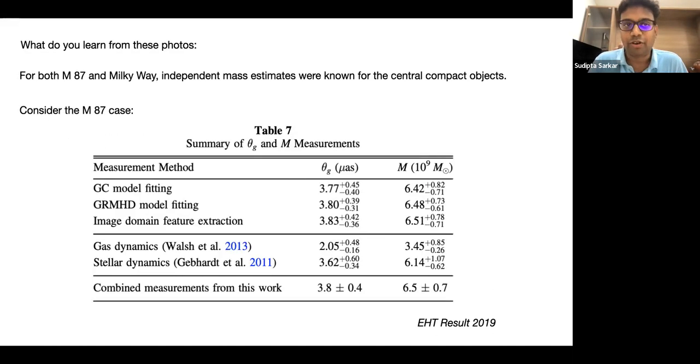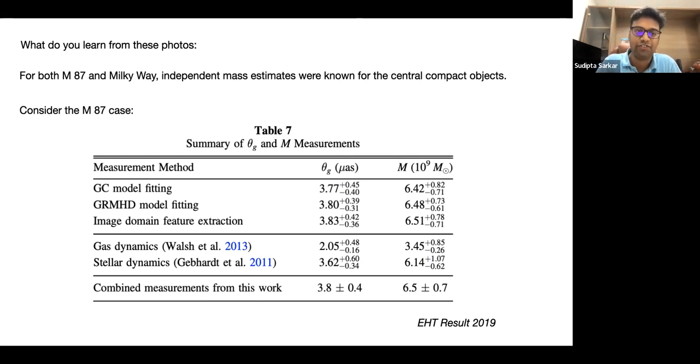So what do we learn from these photos? And these are remarkable photos. First of all, what we learn is the remarkable accuracy of general relativity. That's the first thing we learn. For example, consider this table, which I have taken from the first paper of the EHT collaboration. This table is for the M87 case. It gives you the values of an angle, theta g. This theta g is a kind of opening angle. Suppose D is the distance from the source. It is GM by D divided by c squared, and from it you can estimate the mass of the object.